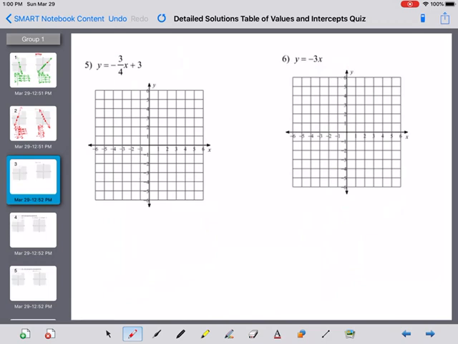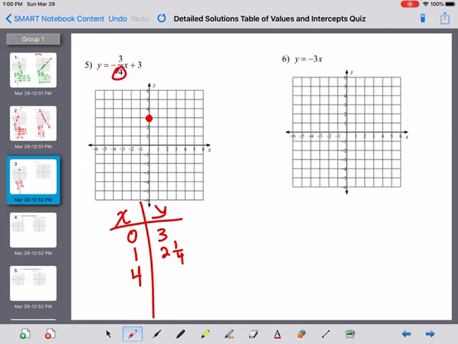Okay, and number 5. So 0, comma 3 is a point, because negative 3/4 times 0 is 0, plus 3 is 3. Now, if you picked 1, you would see you have negative 3/4 plus 3, which is 2 1/4. That's fine. I'm going to give you a little hint or a tip.